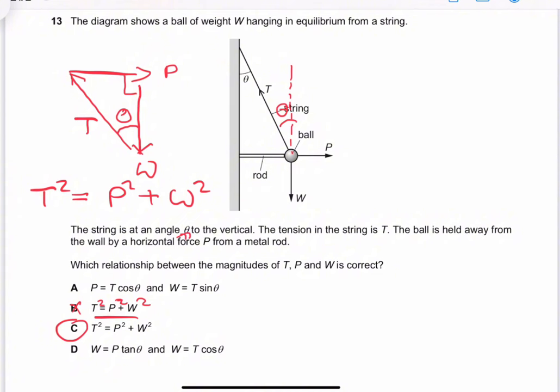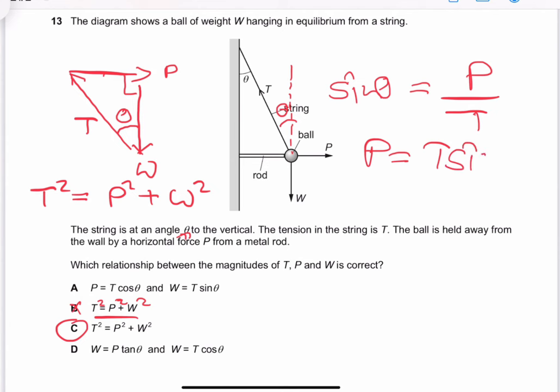If you were to look at A, let's look at the relationship between T and P. As you can see, this is the opposite side of this hypotenuse, meaning the opposite side, which is P, divided by the hypotenuse, which is T, should be equal to sine theta. So P is equal to T sine theta. And this makes A wrong because P is not equal to T cos theta. P is equal to T sine theta.